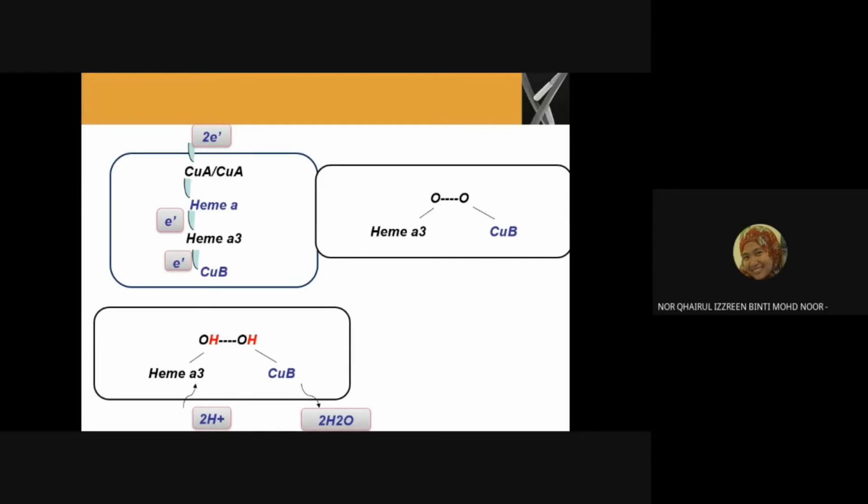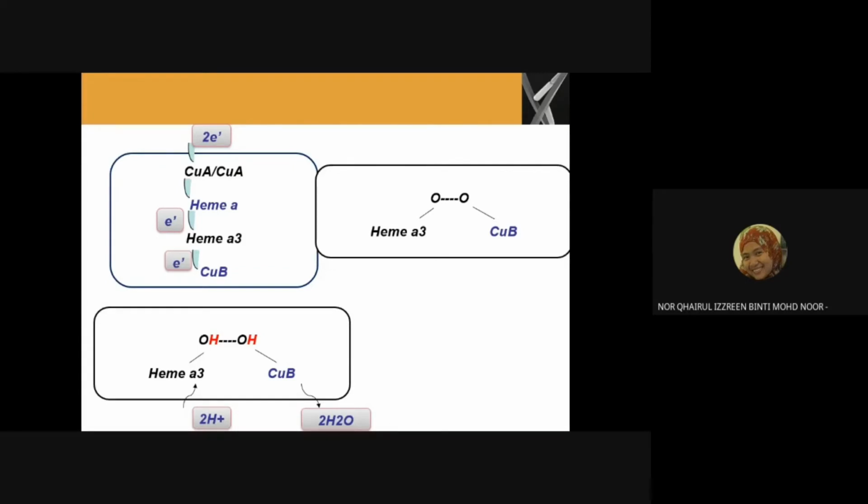Then what happened is, since heme a3 and cuprum B accept one electron each, we move to the next box here. We have a3 and cuprum B there, with the peroxide bridge, with oxygen and oxygen. That's the structure. Once heme a3 and cuprum B are in their reduced form because they accepted the electrons, an oxygen molecule can bind. If they are in the oxidized form, the oxygen molecule cannot bind. Only when they are in reduced form can the oxygen molecule bind to them.